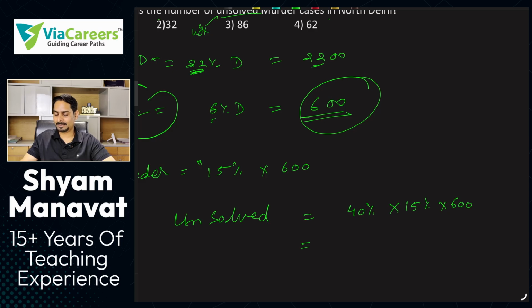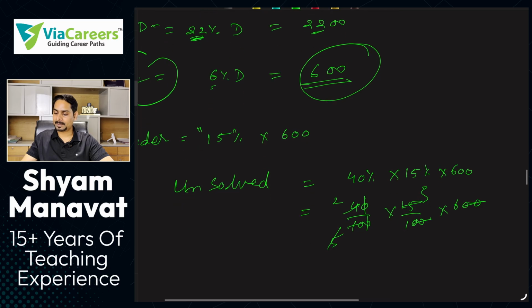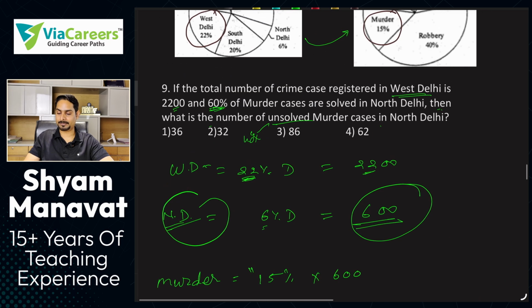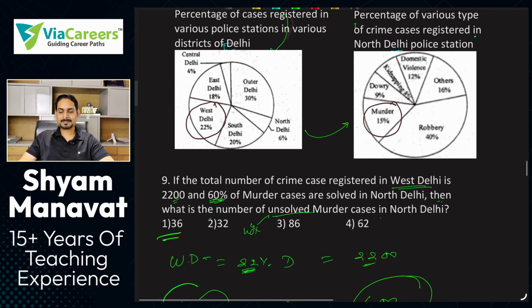Okay. So here what you have is 40 by 100, this is 15 by 100, this is 600. Now let's cancel the zeros first. यहाँ भी ये zero cancel हो जाएगा. This is what, 2 and this is 5. This is 3 and you 6 already have. 2 3s are 6, 6 6s are 36. So unsolved murder cases will be how much? 36. Do we have it here? Yes, option number 1 is your answer. Did you understand this? I'm sure yes.